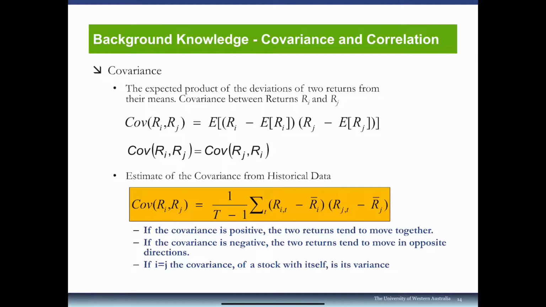A takeaway message here is that the covariance, just like variance, is a rather strange number because you can think about it as being squared. It's like return minus mean times return minus mean, so it's like a square term. But what we can get out of it is that if the covariance is positive, the two returns tend to move together. And if the covariance is negative, the two returns tend to move in opposite directions. And if I equals J, which means you want to find the covariance of a stock with itself, that just becomes variance.